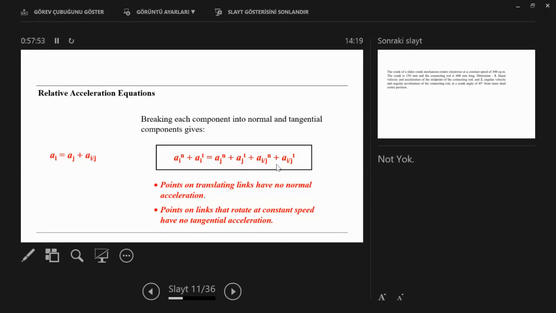So the points on translating links have no normal acceleration. Points on translating links, it's pure translation, there is no normal component of the acceleration. If the endpoint, let's say, undergoes a linear motion, there is no normal component. Points on links that rotate at constant speed have no tangential acceleration. If it is constant, the first time derivative of the speed must be 0 because it's constant.